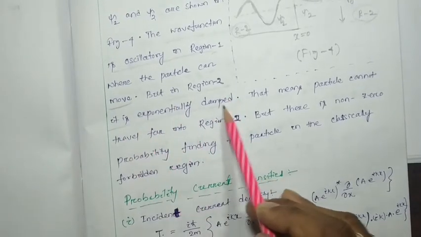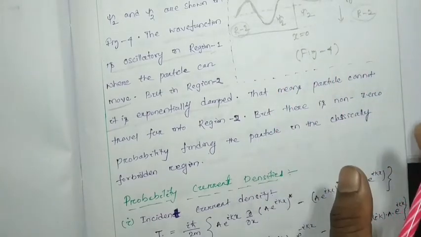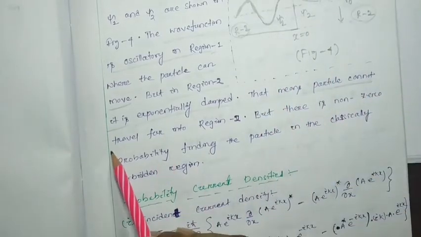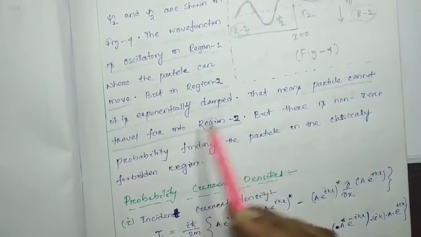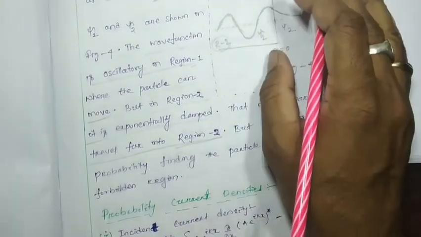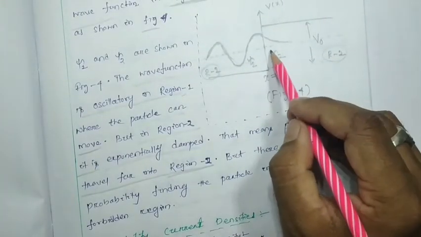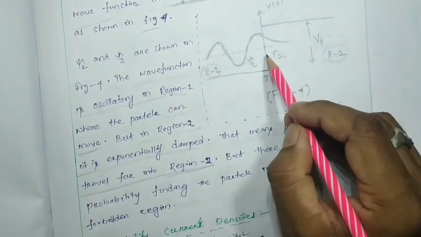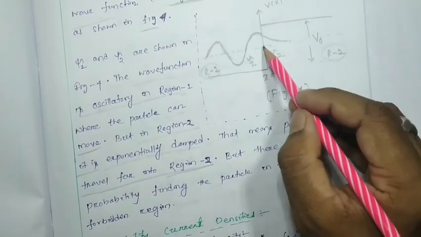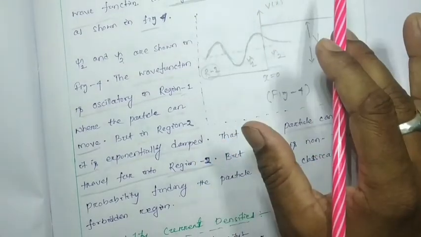But in region 2 it is exponentially damped. Damped means decreasing and tending to 0. That means the particle cannot travel far into region 2, but there is a probability of finding the particle up to some extent. It can penetrate, it can tunnel through this barrier some distance, but classically it is forbidden. Classically it is not possible.